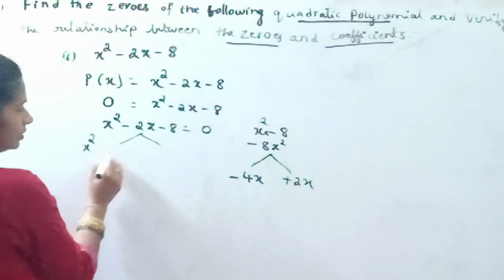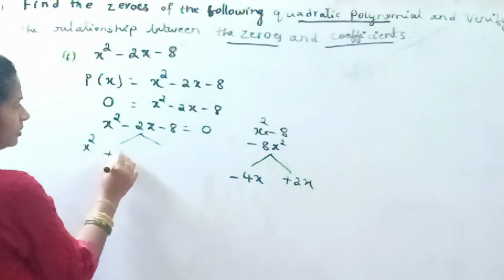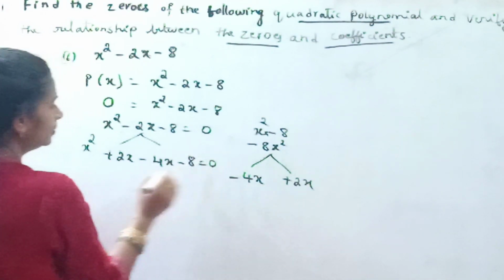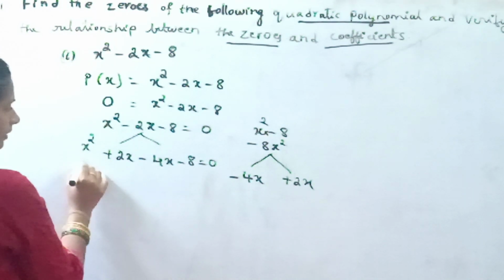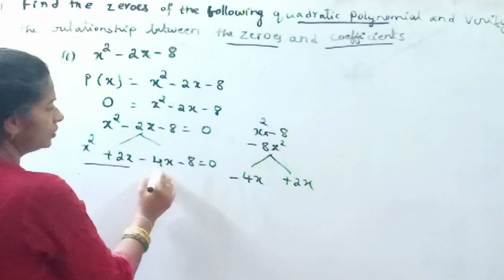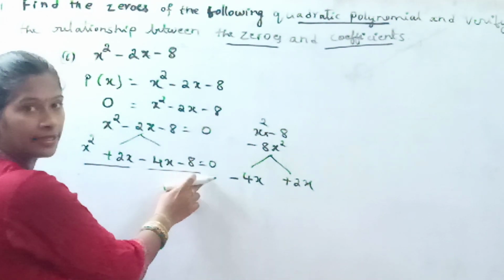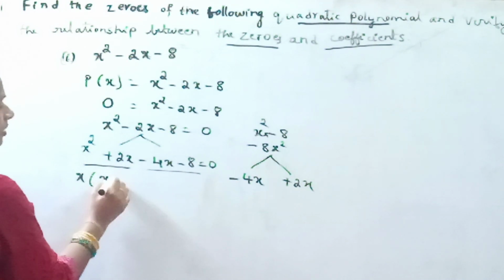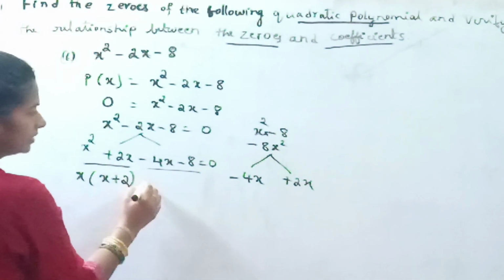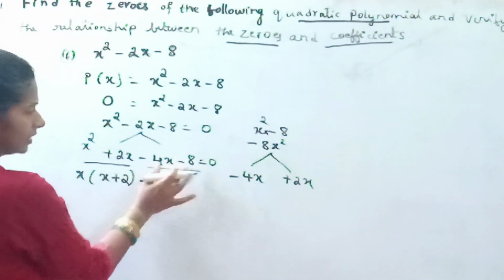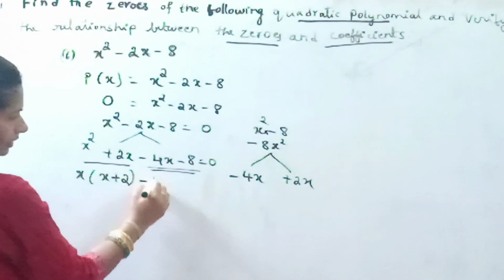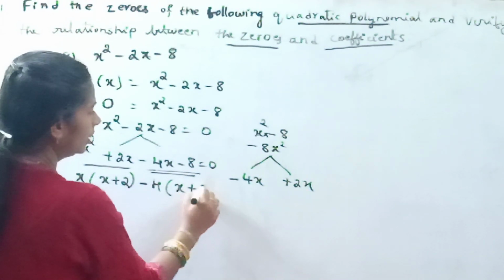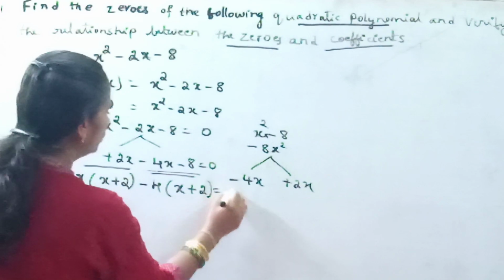Let me write x square as it is. So you split the minus 2x as plus 2x minus 4x minus 8 is equal to 0. Let me take x square plus 2x as first group, minus 4x minus 8 as another group. So in the first group, let me take x common. So x into x plus 2 inside the bracket, minus. In the second group, take 4 as common, and x plus 2 inside the bracket is equal to 0.